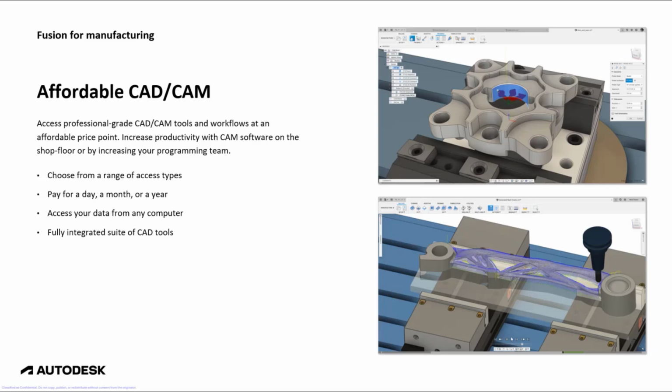The first one is choose from a range of access types. The second is pay for a day, a month, or a year, but I urge you to pay for a year because you don't have to worry about the documentation too much. The third one is access your data from any computer. The last one is a fully integrated suite of CAD tools. This one is key because it's integrated with the CAD tool. When you make changes in CAD mode, all the models in manufacturing mode will be updated. That's the heart of the system.